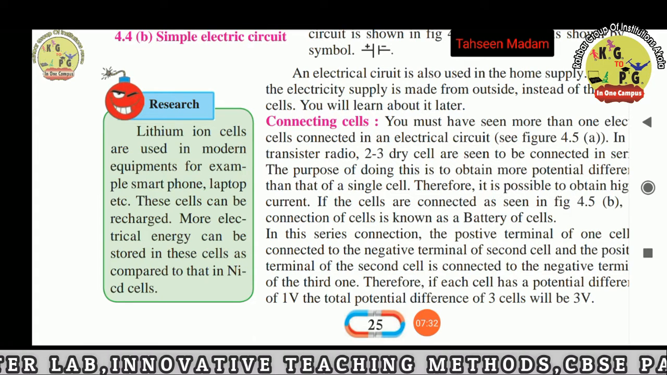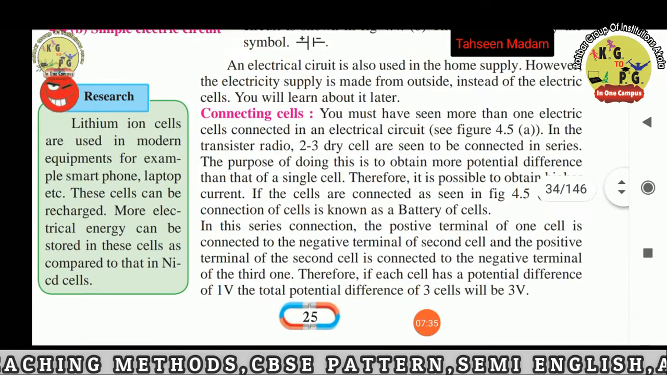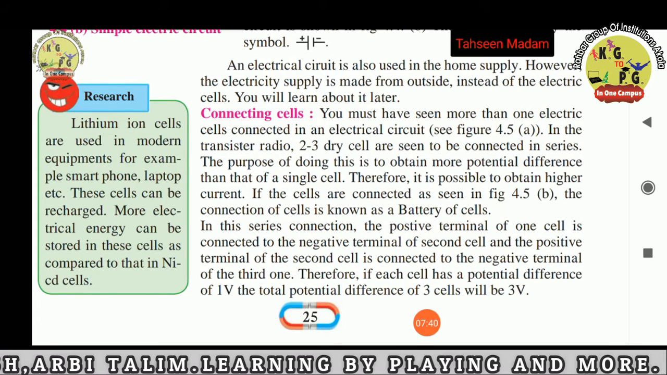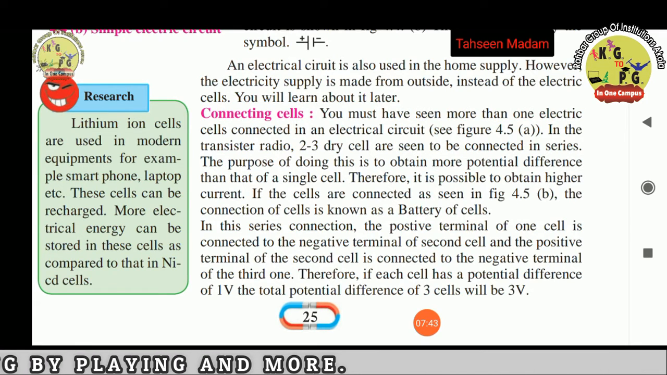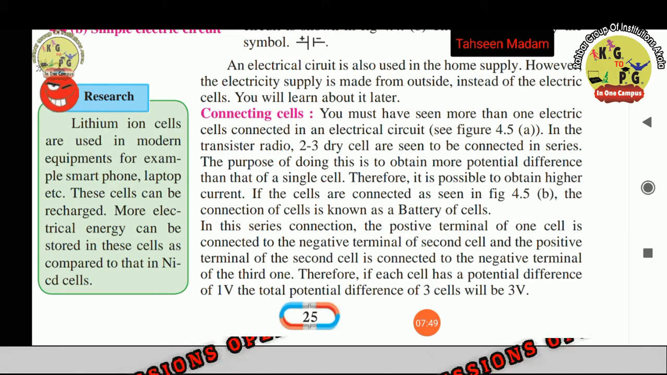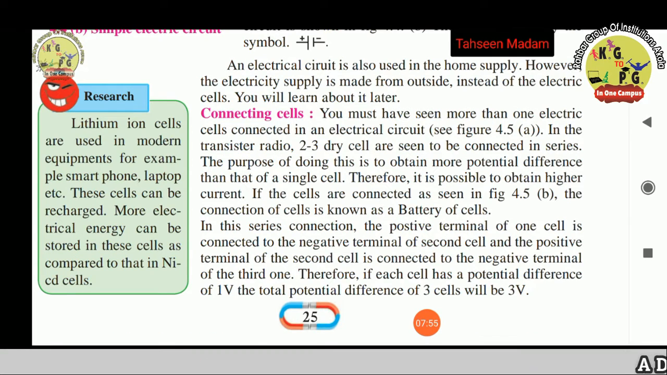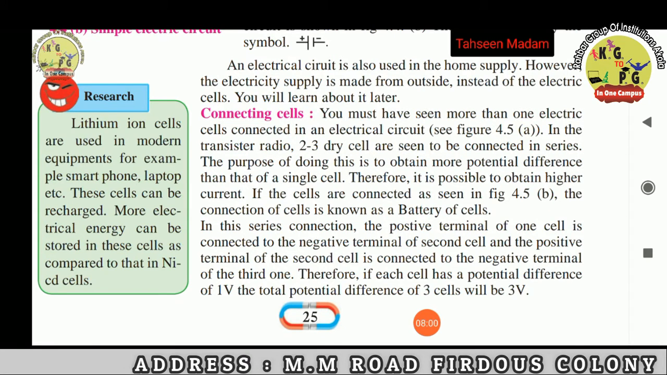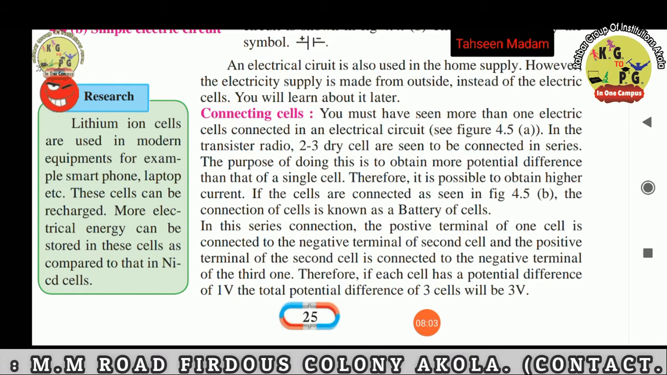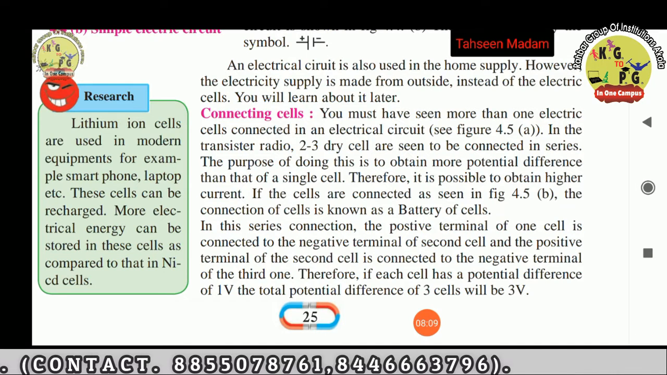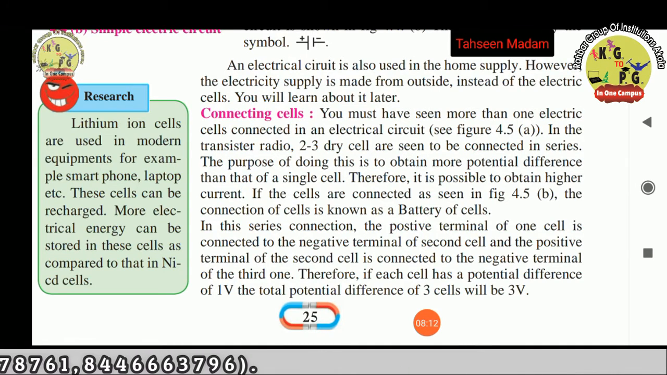Now our another point is connecting cells. You must have seen more than one electric cell connected in an electrical circuit. See the figure 4.5a. In the transistor radio, 2 or 3 dry cells are seen to be connected in series. The purpose of doing this is to obtain more potential difference than that of simple cells. Therefore, it is possible to obtain higher current if the cells are connected as shown in figure 4.5b. The connection of cells is known as a battery of the cells.